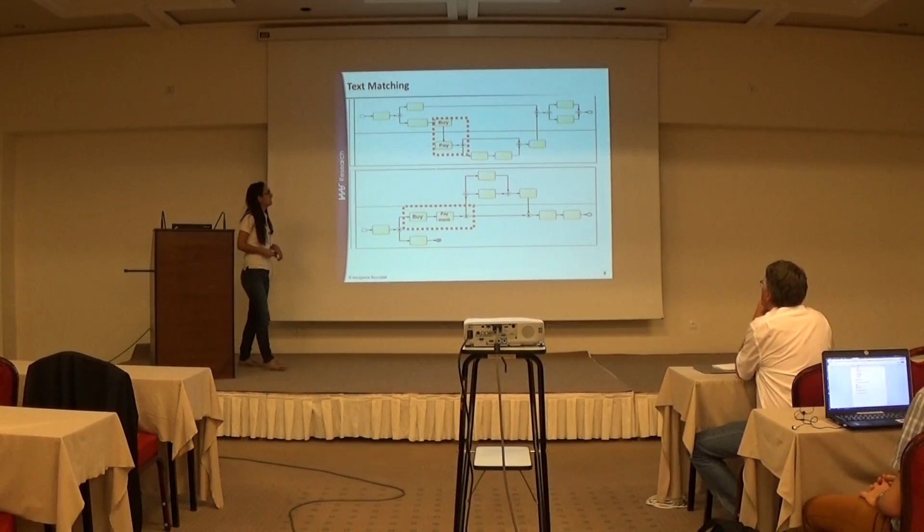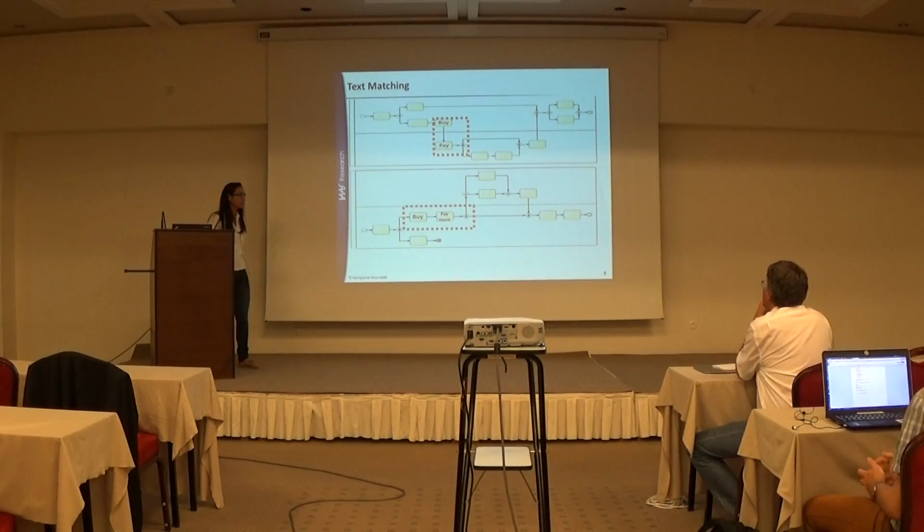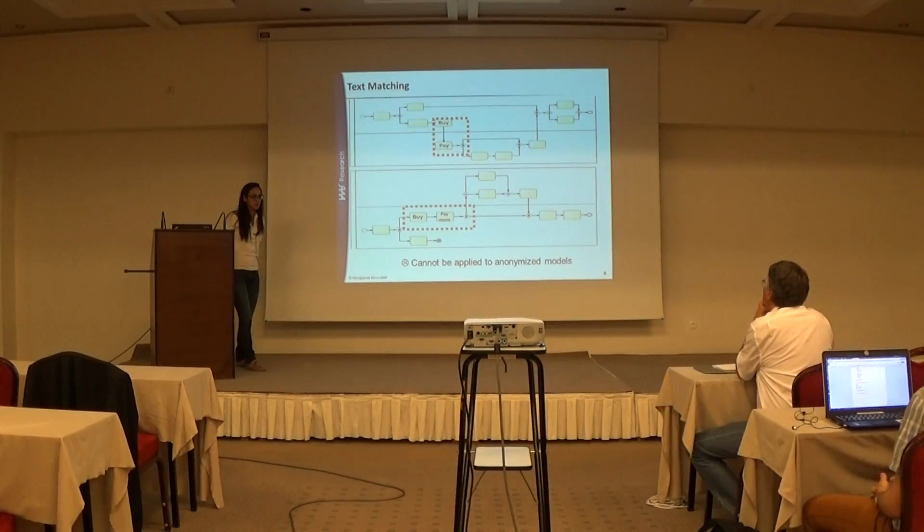So there are currently existing matching techniques. For example, the text matching technique will take the labels of the process models. Here we can see a buy task and pay and payment tasks. These tasks are matched according to their labels, and we can suspect that around this area the process models match. As I discussed, this cannot be applied to our collection because our models are anonymized.